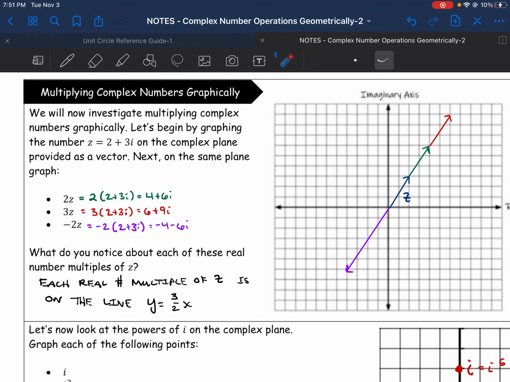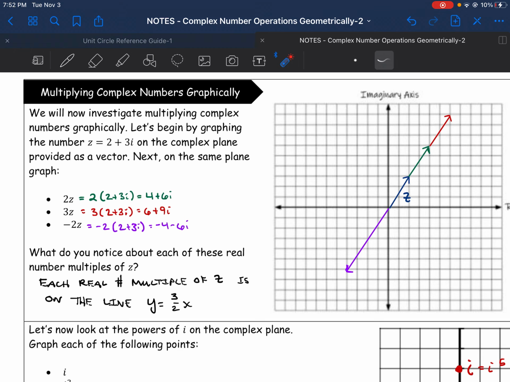So on the same plane, we're going to graph 2 times that complex number z. So 2 times the complex number 2 plus 3i. If I distribute the 2, I get 4 plus 6i. And notice I did that one here in green. So this is 2z right here in green. Don't let the colors fool you. This vector is starting at the origin, so all the way from the origin to that point in the complex plane, 4 plus 6i.